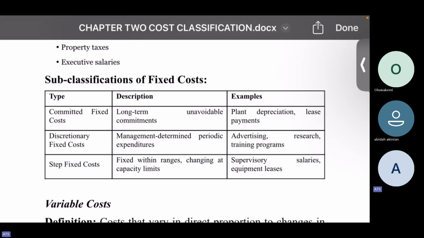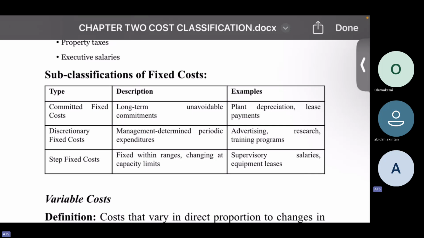Or even take those machines, for instance. You use one machine to produce 10, use one machine to produce 20, but if you now receive an order that you need to produce 500, what will you do? You need to buy more machines. So in this case, you're incurring more fixed costs. Do you understand? So it can be a step fixed cost.